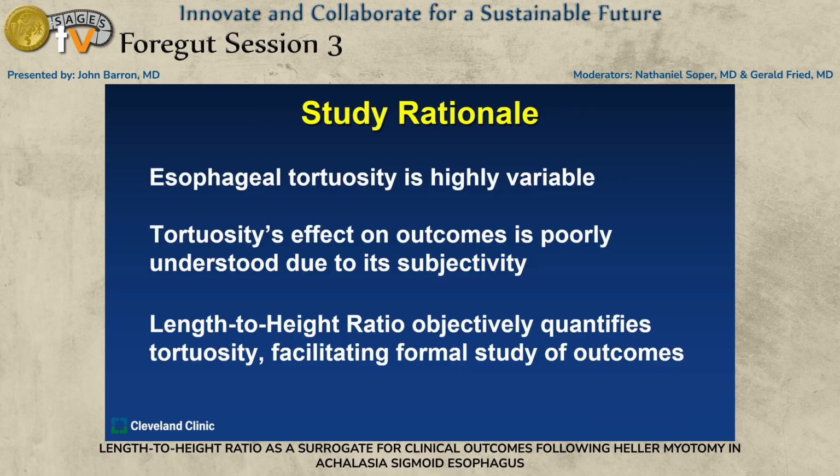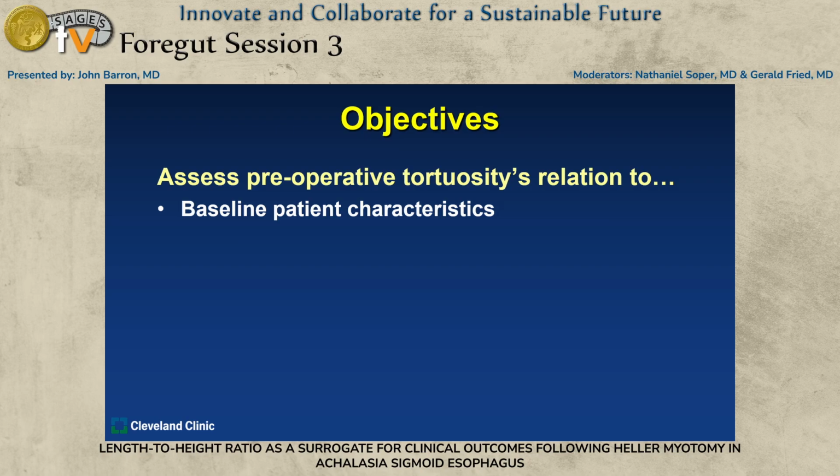Our previous work has shown that expert interpretation of morphology tends to be highly subjective and variable, previously limiting its study. However, the length to height ratio solves these problems, providing a straightforward way to assess the effect of tortuosity on outcomes. Based on this, our objectives were first to understand the relationship between baseline patient characteristics and tortuosity measured by the length to height ratio.